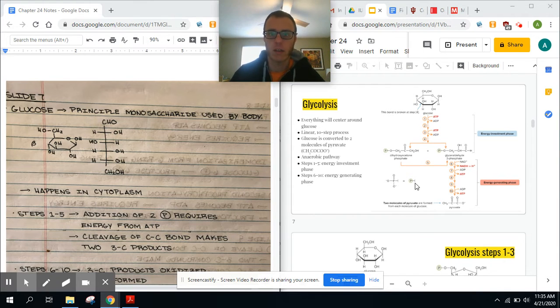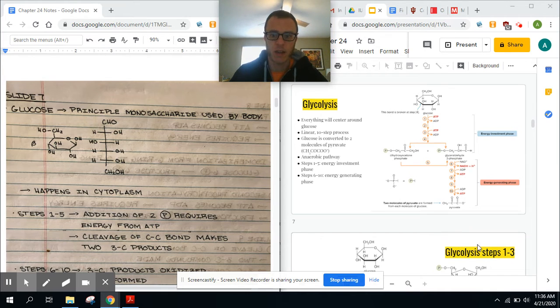I took this directly from the book. I didn't make this. Here we have a linear 10-step process, so we start with A and get to the end. It revolves around glucose. Glucose is converted to two molecules of pyruvate. There's an anaerobic pathway. Steps 1 through 5 are where we invest energy to create things, and steps 6 through 10 are where we get energy out. We're going to break those down really specifically.